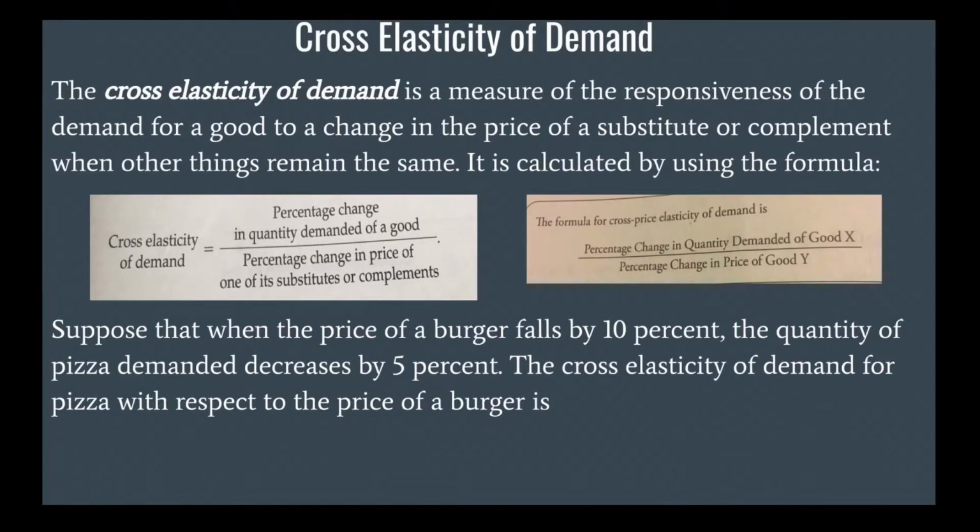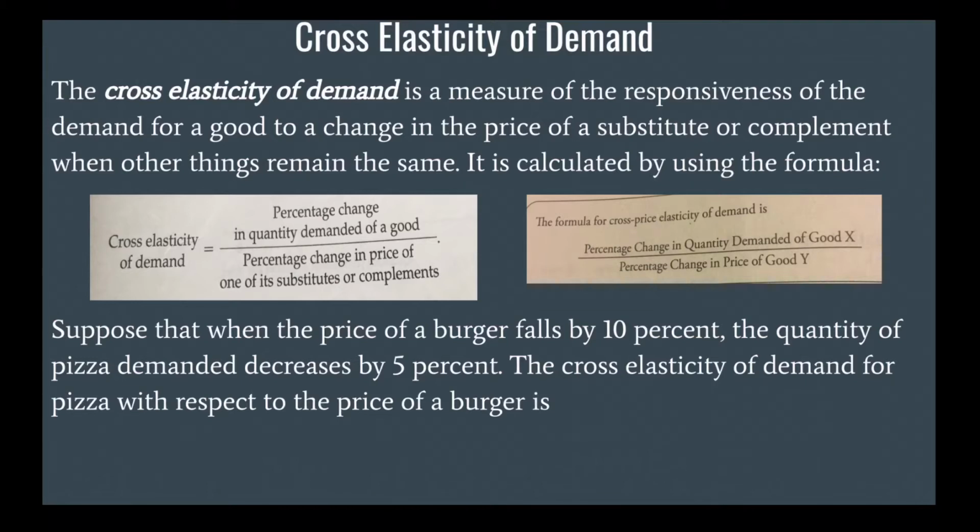Cross-elasticity of demand. The cross-elasticity of demand is a measure of the responsiveness of the demand for a good to a change in the price of a substitute or complement when other things remain the same. It is calculated by using the formula percentage change in the quantity demanded of a good over percentage change in price of one of its substitutes or complements. Or you can also say percentage change in quantity demanded of good X over percentage change in price of good Y.